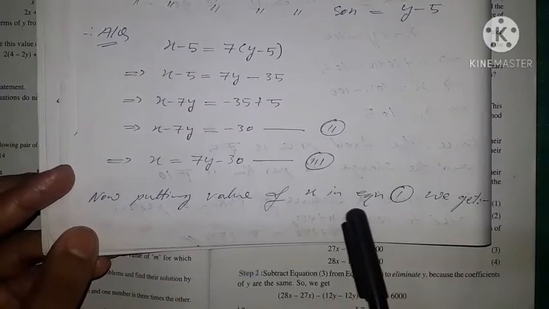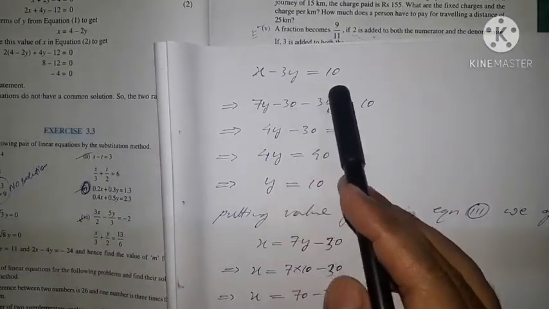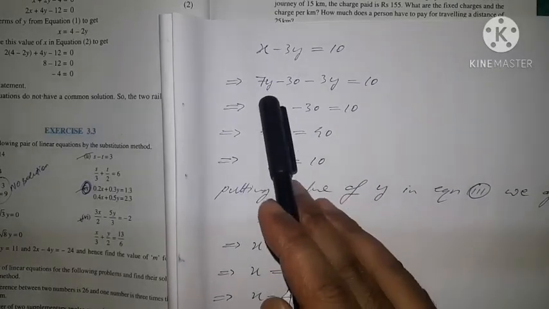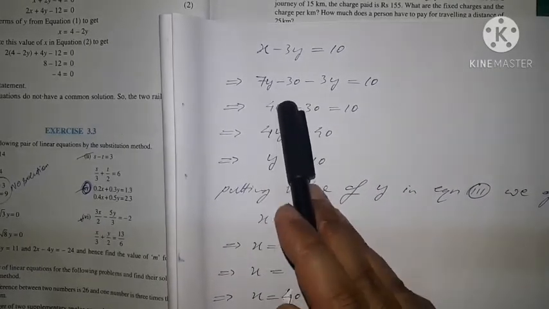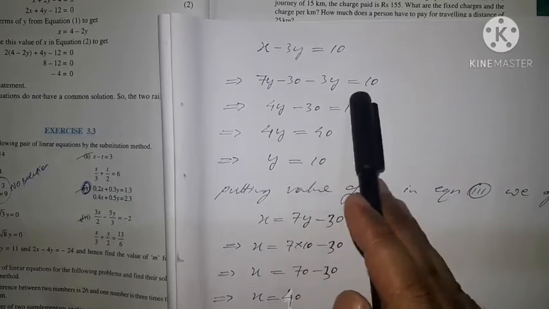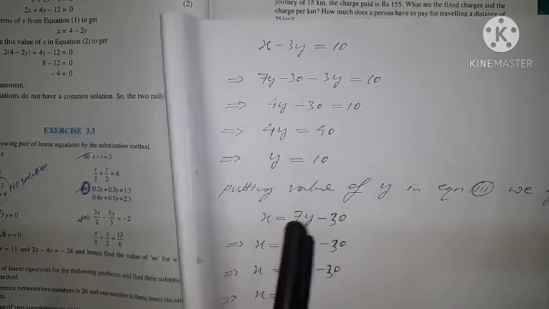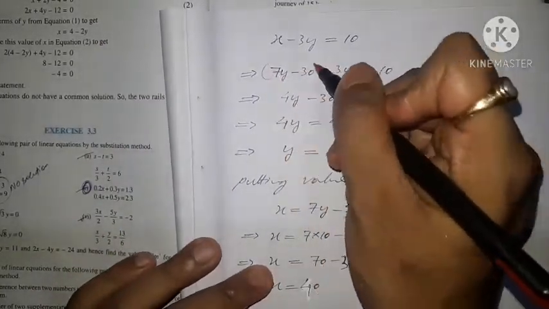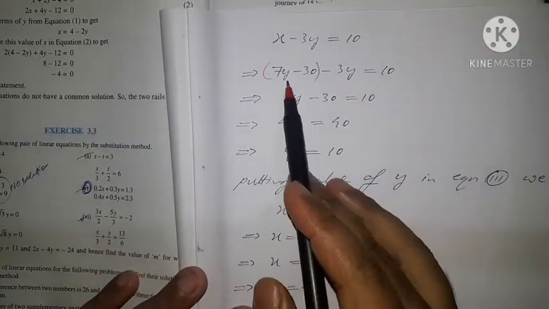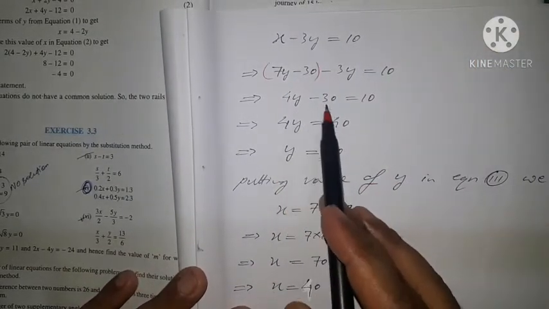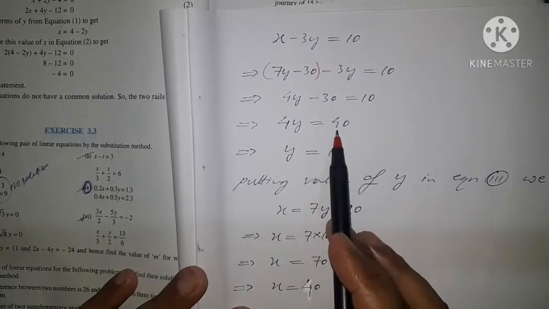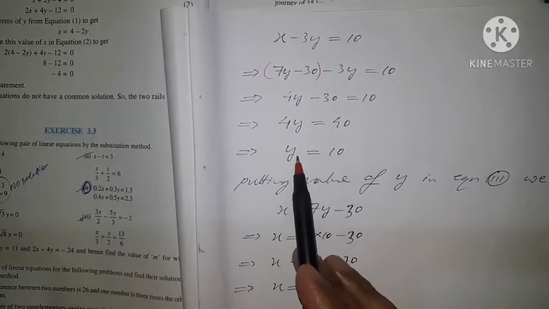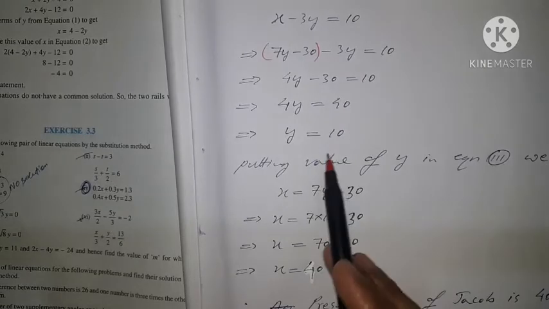Now putting the value of x in equation 1, x minus 3y is equal to 10. As we have already found the value of x, which is 7y minus 30, in place of x we put 7y minus 30. So 7y minus 30 minus 3y is equal to 10. 7y minus 3y is 4y minus 30. This 30 goes to the other side, it becomes 40. So 4y is equal to 40, y is equal to 40 divided by 4, this is 10.